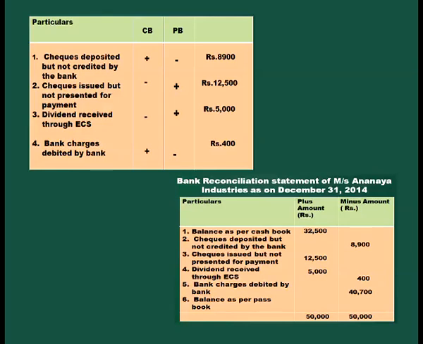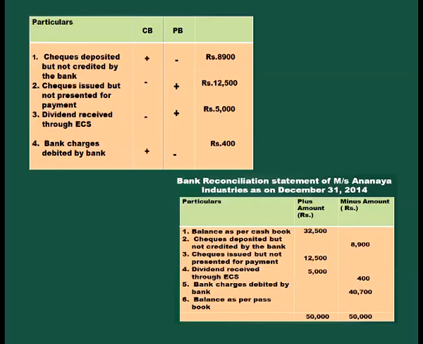Check is deposited but not credited by the bank. In the rough sheet, we have recorded it as minus, so I am writing on the minus amount column. Then check issued but not presented for payment. In the rough sheet, you got an idea, so check issued. In the passbook, plus it should be increased, cash book should be increased by that amount, 12,500. So, coming to the plus amount column, you are recording that check issued but not presented for payment.